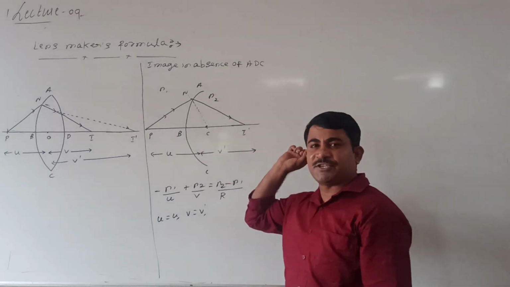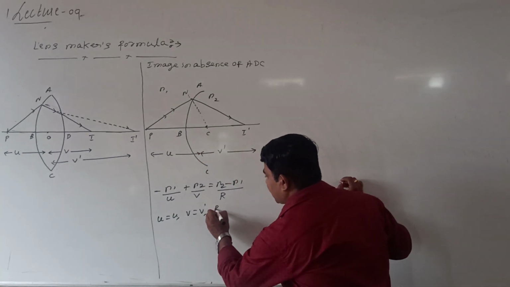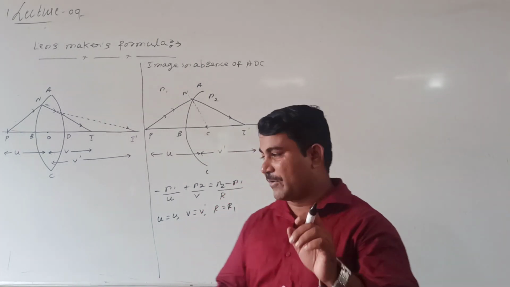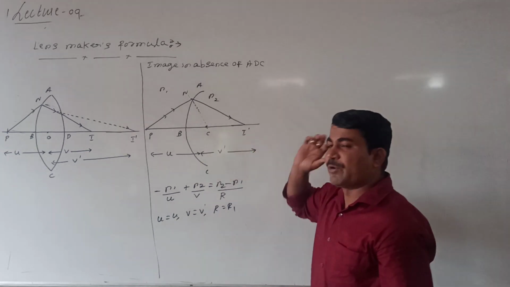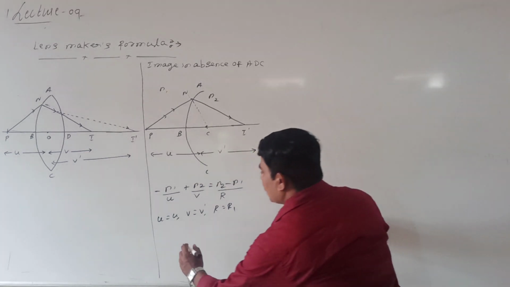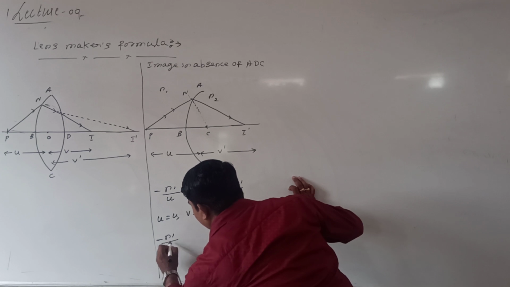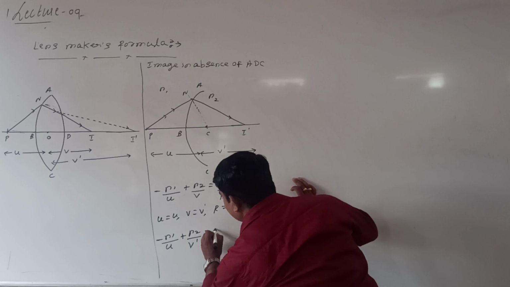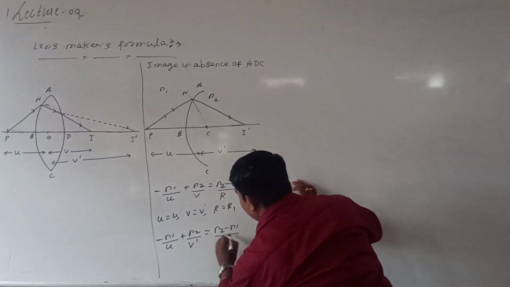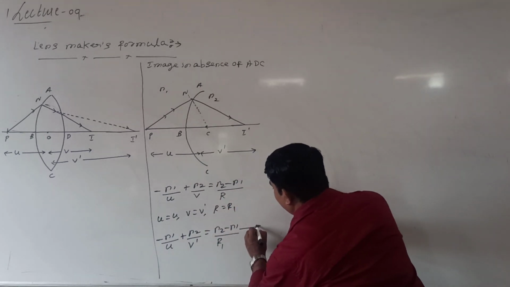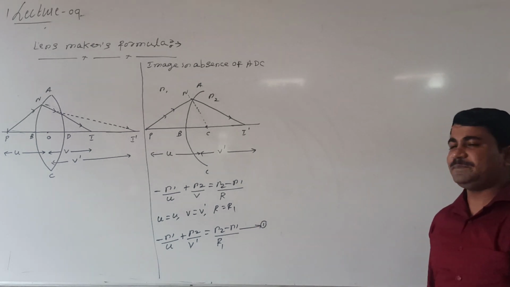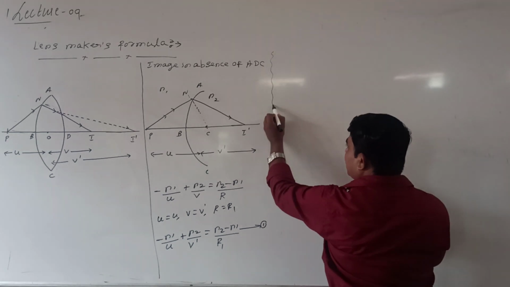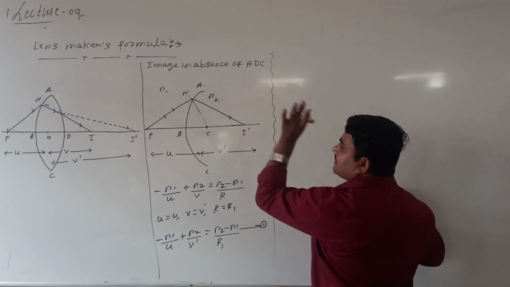It has a radius of curvature. So what shall I take for this radius of curvature? I can take R to be replaced by R1. Got my point? Now, by taking this convention, what about our equation? Simply I will take minus N1 divided by U plus N2 divided by V dash is equal to N2 minus N1 divided by R1. Let us call this equation number 1. Equation number 1 is the formation of the image in the absence of surface ADC.